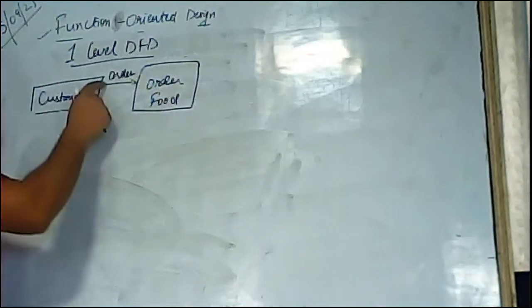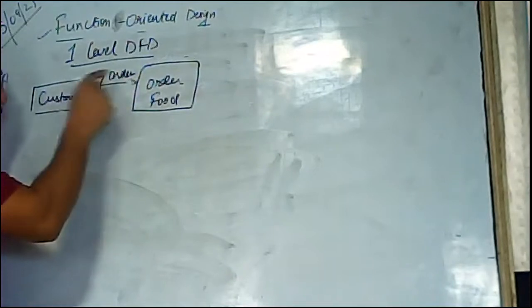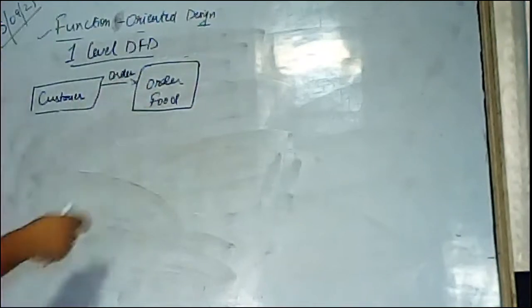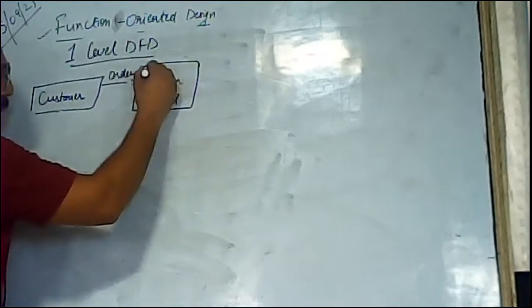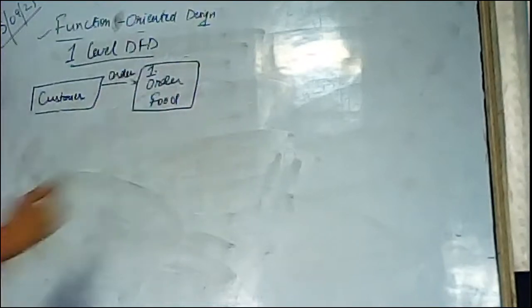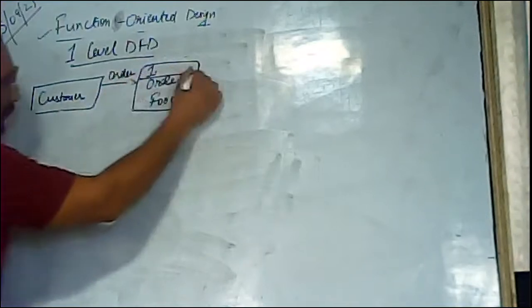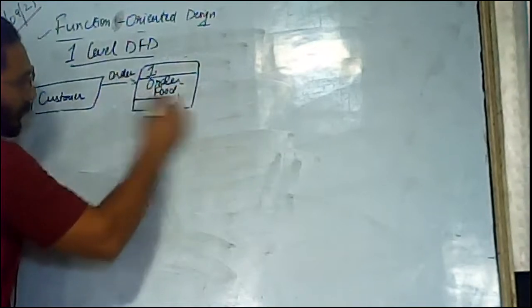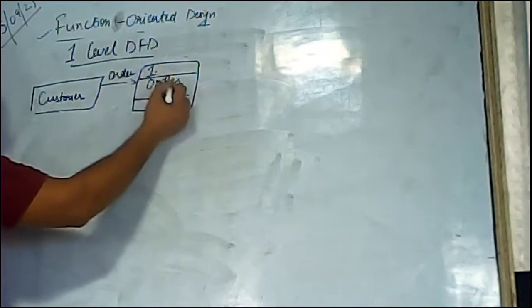So what is the information that is flowing from entity to the process? That is, he will order. And what function will be executed? That is the order function, and we will label it. This is the first process. Here is the label. There is marking also. This is the number one process, and the name of that process is order process.